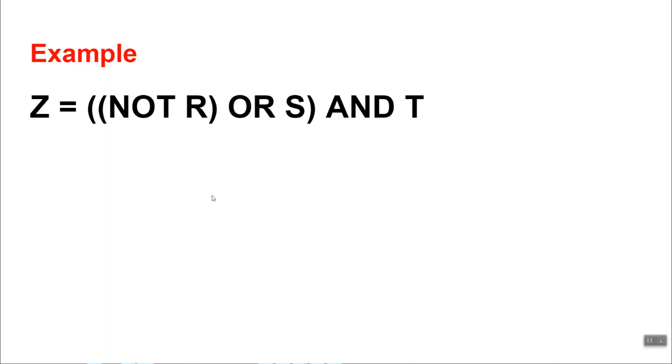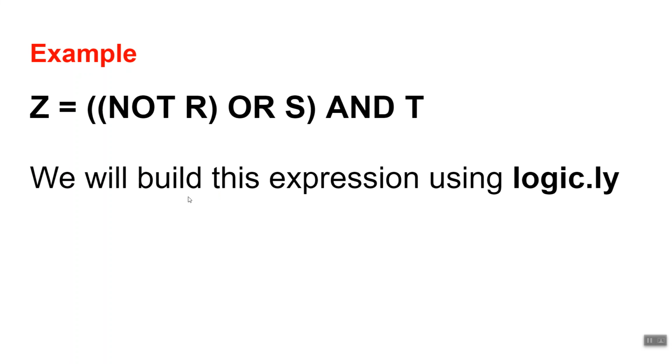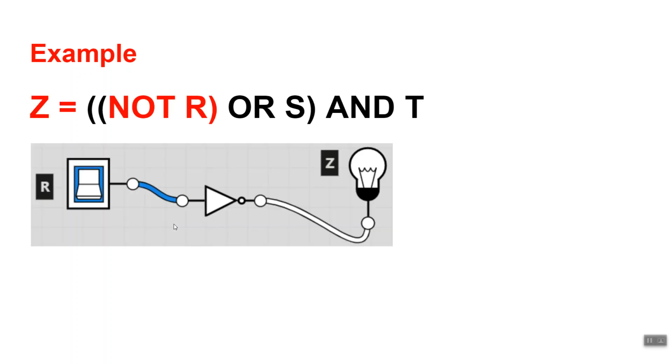I'm going to build it up bit by bit. I've already done this in Logically, and I'm going to show you as we go along how each part of this might look and how you might approach solving this particular problem. So the first thing, we're going to build it using Logically. This is a really good way of doing a practical implementation of some of these theoretical questions. The first bit is Z equals NOT R. That's pretty straightforward, pretty easy to build. We've seen how to build that already.